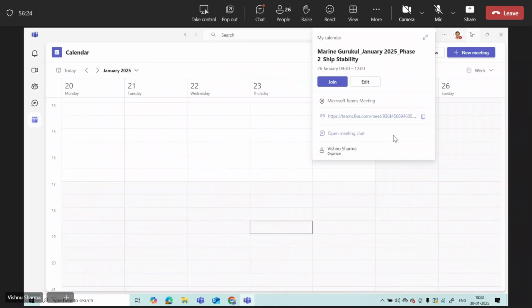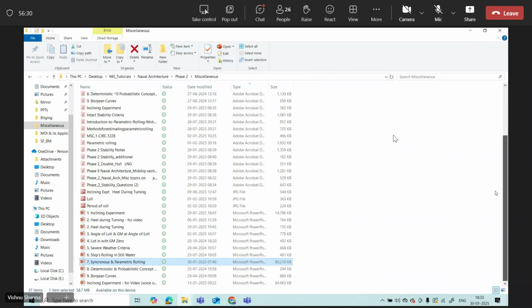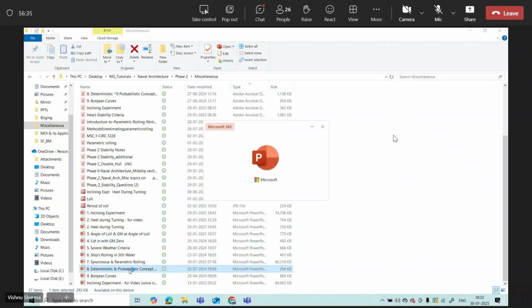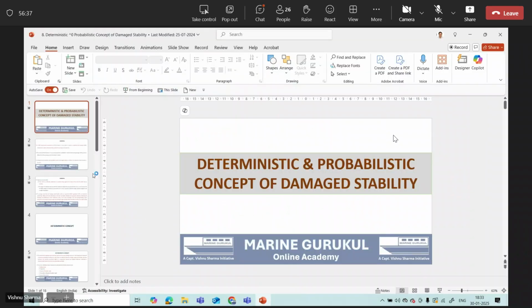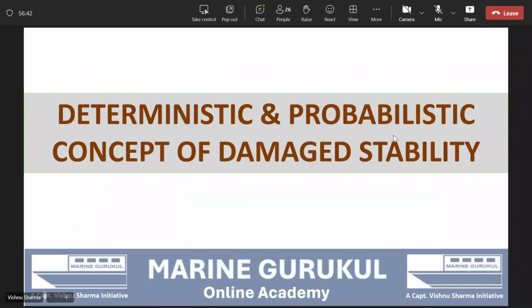Now we go to the last part of it. What is the last part of it? Is the deterministic and probabilistic method of stability. Guys, till 2009, we were following this method which is called deterministic method. And in 2009, chapter 2.1 of SOLAS was amended to introduce the probabilistic method.